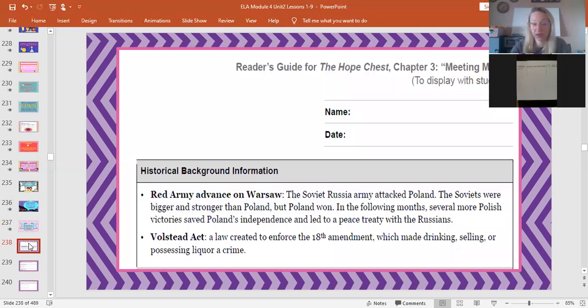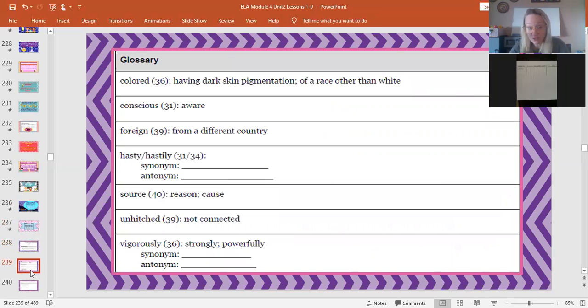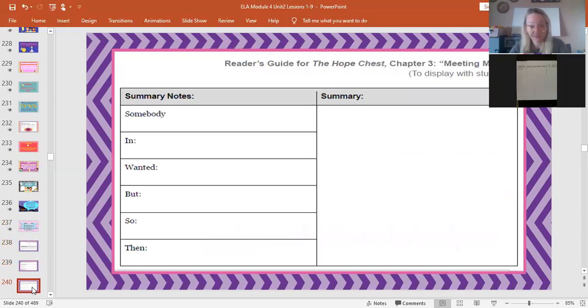So you got this piece of Reader's Guide information about some historical background information. We learned about the Red Army advance in Warsaw and the Volstead Act. We got a glossary of some new words. And we got our Reader's Guide with our summary notes and our summary.